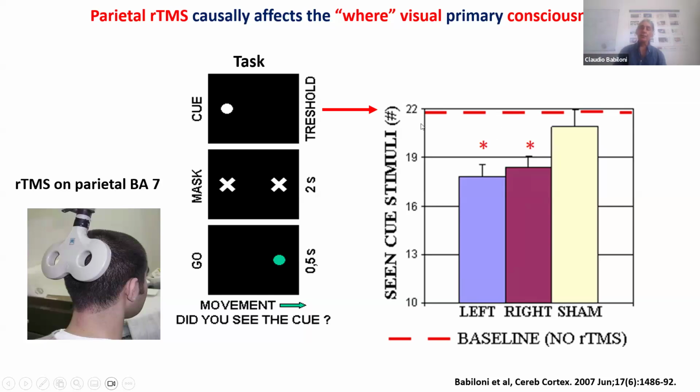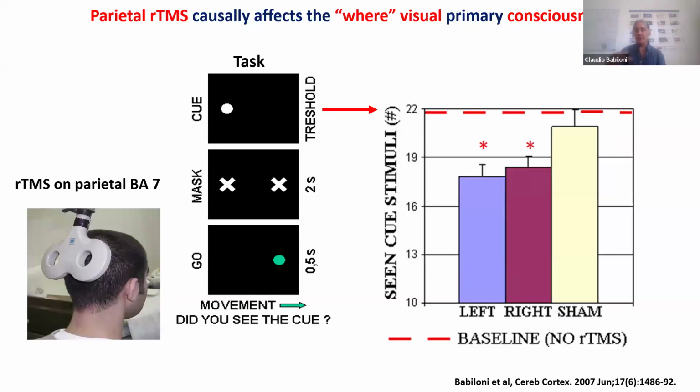And the results show the number of seen Q stimuli, the cases in which the participant was able to say, yes, I saw the Q stimulus, in the left or right. In each session, in each condition, we gave 40 Q stimuli.